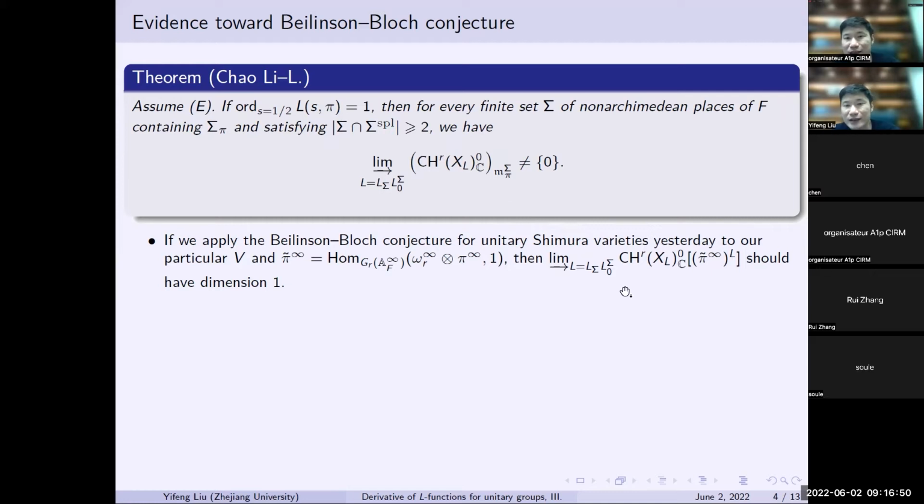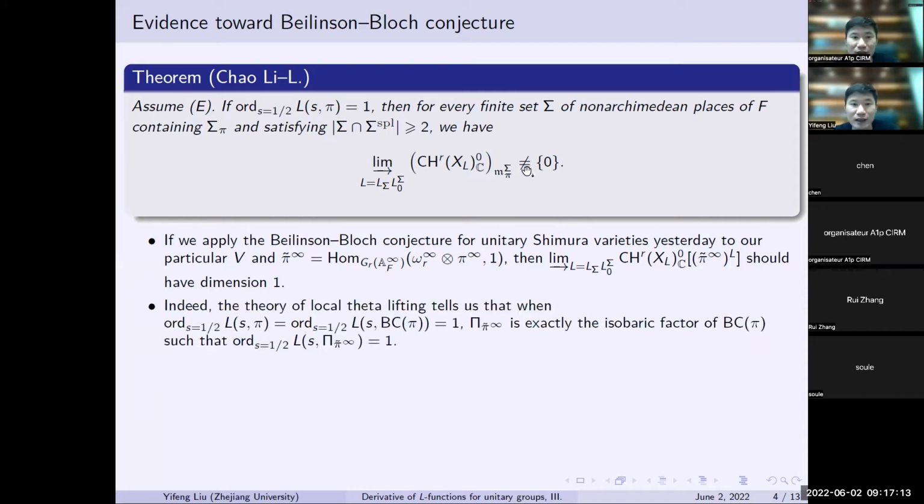And passing from localization to isotypic, you somehow need finite generation of the Chow group if you want to apply Nakayama's lemma. However, at this moment, we do not know whether this Chow group is finitely generated as a Hecke module. So strictly speaking, this is weaker than this one. But anyway, it's still evidence. And indeed, here this remark is for people who are familiar with the endoscopic classification.